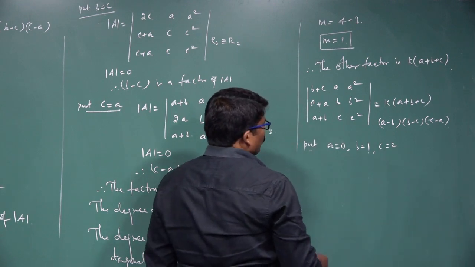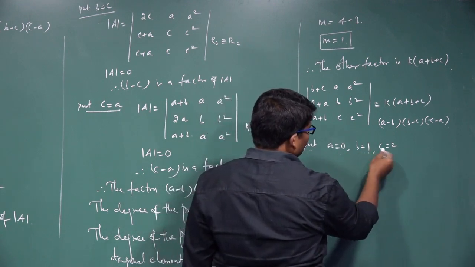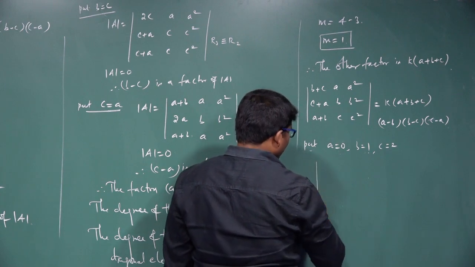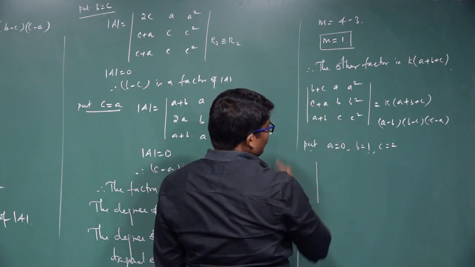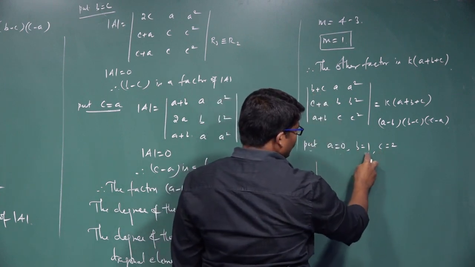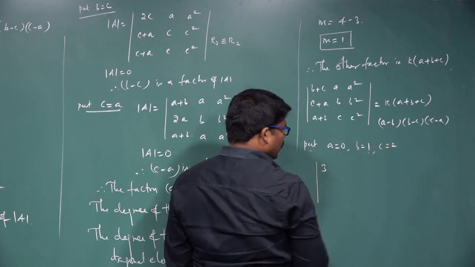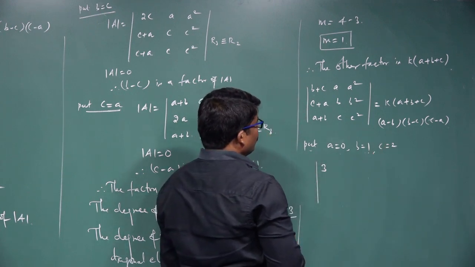Put a value is 0. A value is 0, b value is 1 and c value is 2. Now substitute in the determinant. First one, b plus c. B plus c is 2 plus 1, 3.